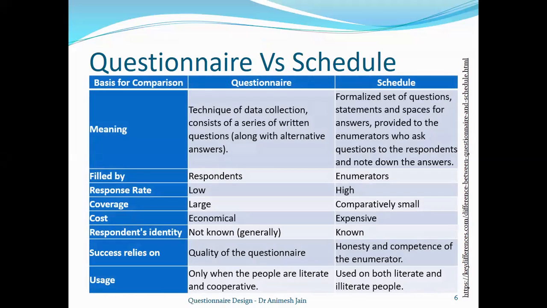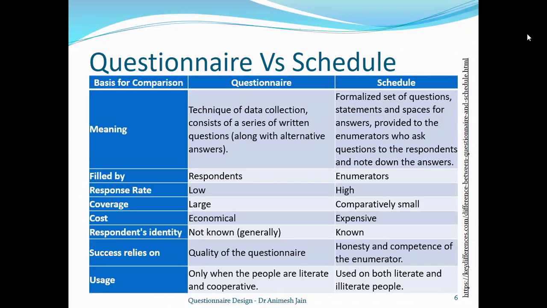Before we proceed, let's look at the difference between a questionnaire and a schedule, because many times people confuse between these two things. So a questionnaire is basically a technique of data collection which consists of a series of written questions, and many times it also has alternative answers. It can have open questions, but it can have alternative answers listed as well. Whereas a schedule is a set of questions in which the statements and spaces for answers are there, and it's provided to people who will go and collect data based on this. So there are enumerators or interviewers, and they will go and meet the respondents and note down the answers based on this. So who fills it?